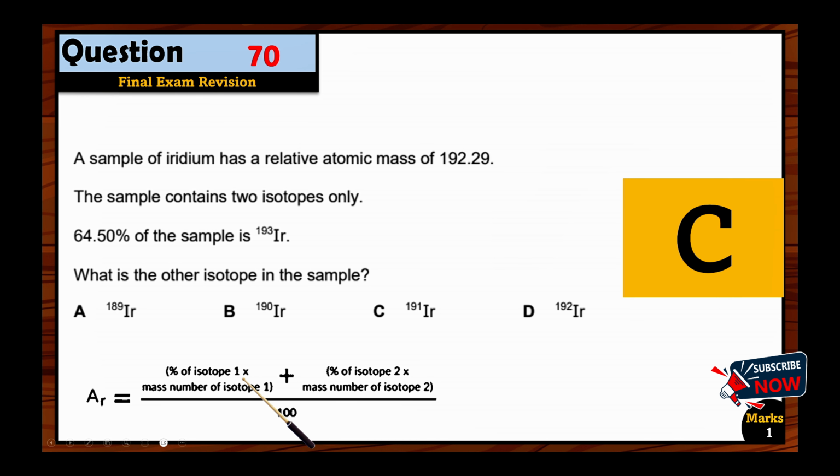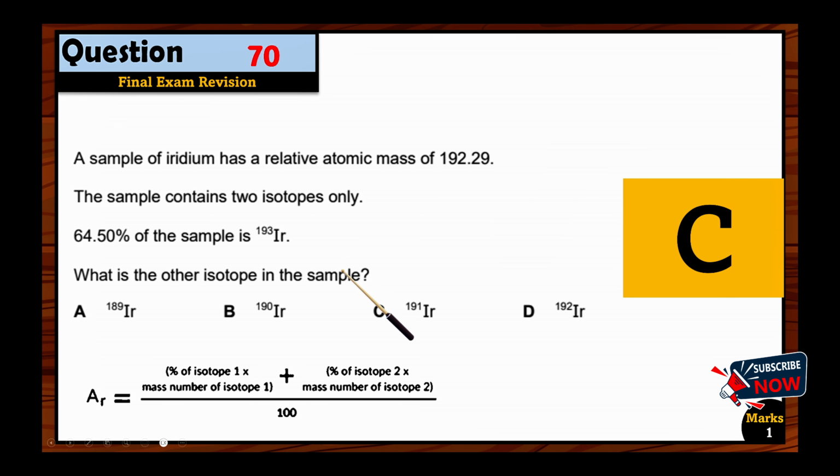The first isotope has a percentage abundance of 64.5, so 64.5 multiplied by mass number 193. Now, what is the other isotope? We don't know the percentage abundance, and also the mass number, so we have to find the mass number. How can we find the percentage abundance? 100 minus 64.5. Then you multiply by the mass number of the isotope, which we have to calculate. Ar is already given in the formula, 192.29, and then you do all the calculation and the answer will be 191.